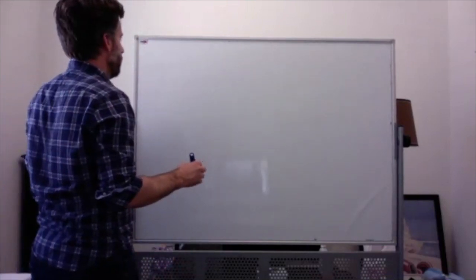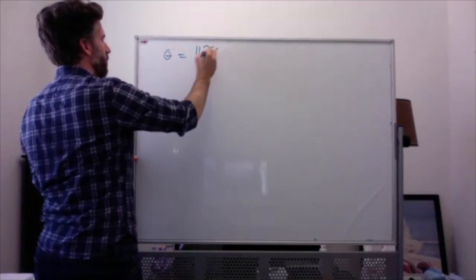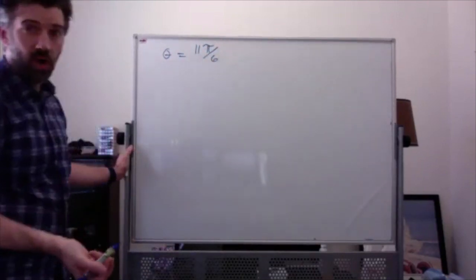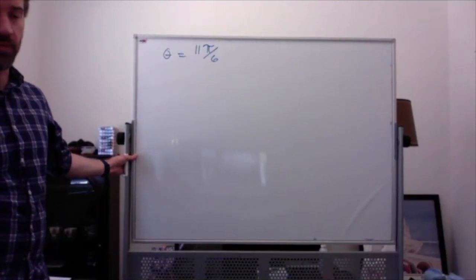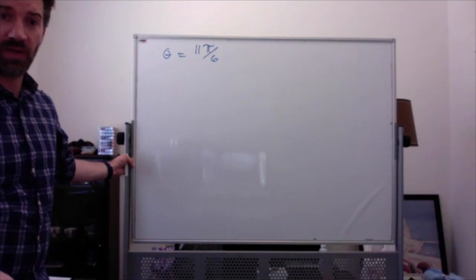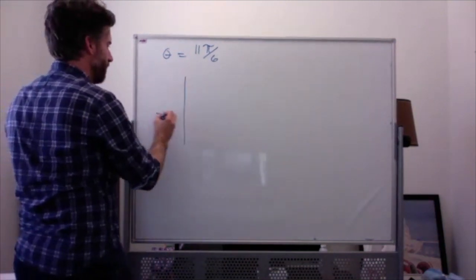So yeah, let's look at the trig functions of 11 pi over 6. That's almost 2 whole pi, right? We're 1 pi over 6 away from 12 pi over 6, which is equal to 2 pi. So we're all the way in the 4th quadrant.